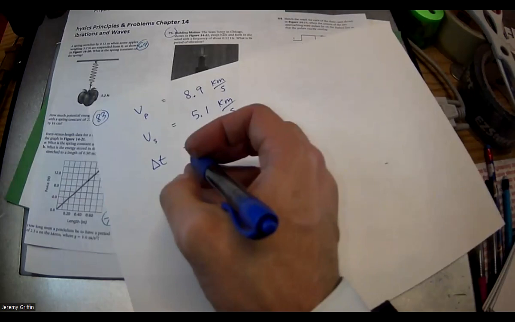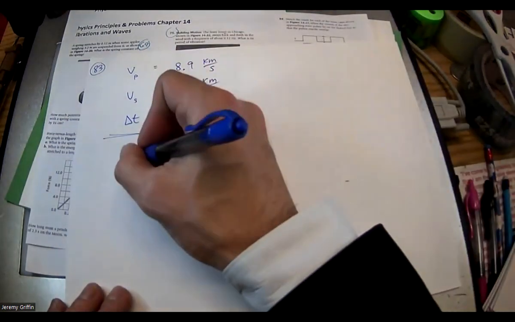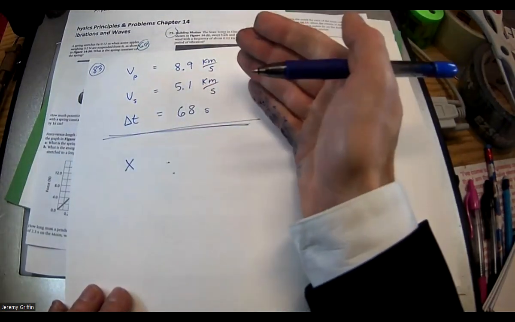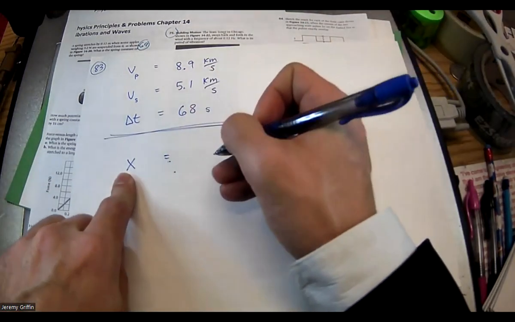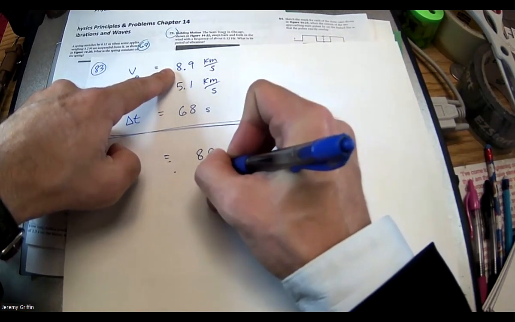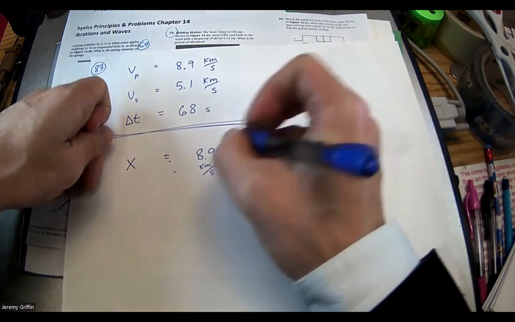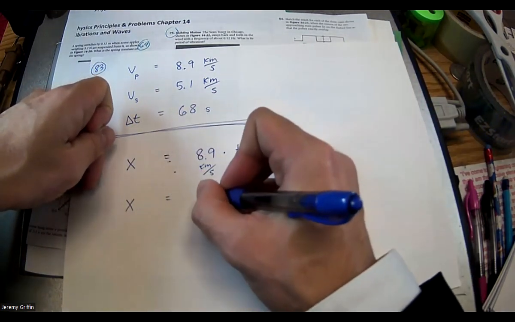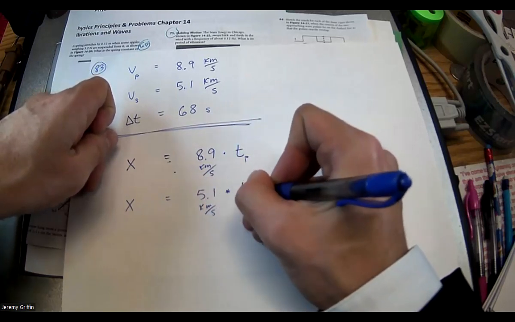Now, can you guys set up a system of equations that you could eventually solve to figure out how far away the epicenter is? How far away? That sounds like x, doesn't it? We got speeds and times. Hey, guys, is distance equal to speed times time? So the distance, I bet it's 8.9 kilometers per second times the primary time. And I bet that same distance is 5.1 kilometers per second times the secondary time.